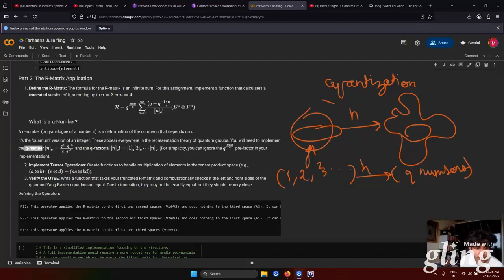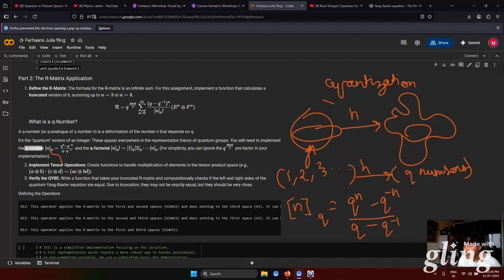So, the Q number, suppose n was 1. Okay, let's just take an example. So we define a Q number, which is the deformation of the number n under the parameter Q. This is why we use Q rather than h, because when we use h we have to include e to the power of this and all that. Huge issue. So q to the power n minus q to the power minus n, the whole divided by q minus q inverse.